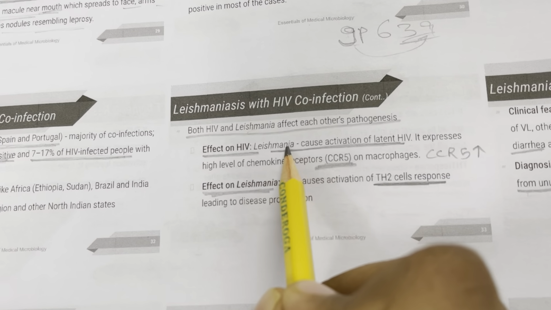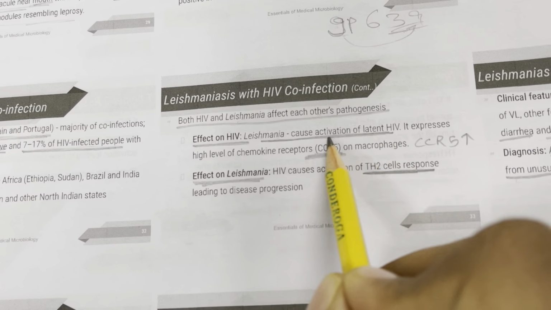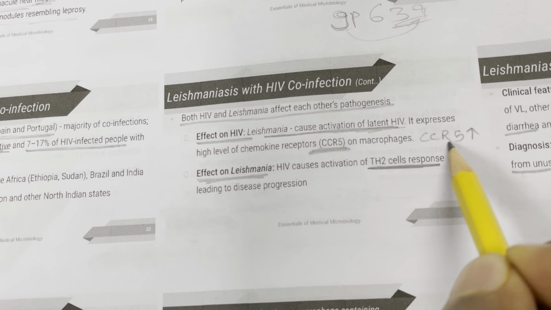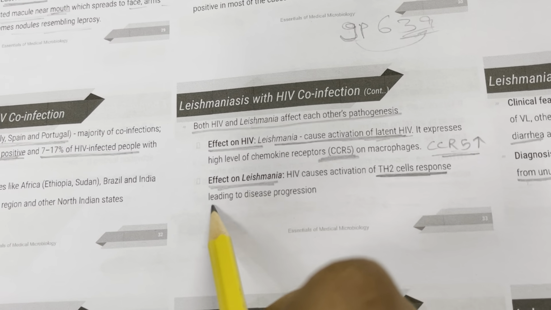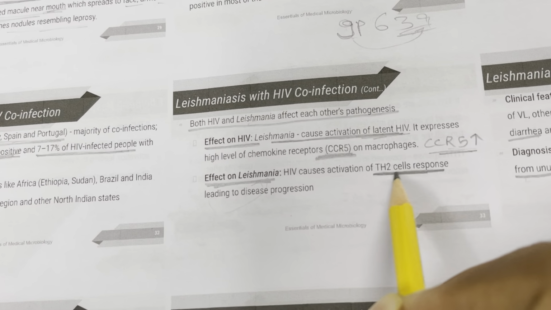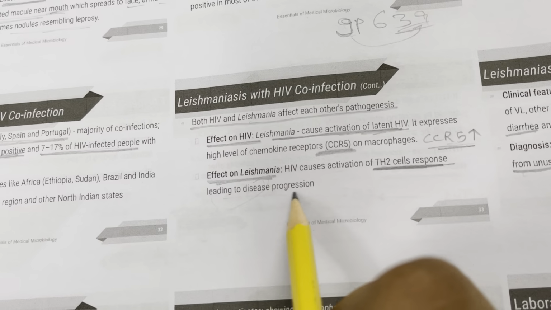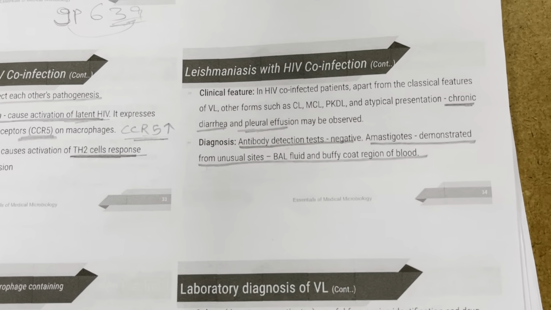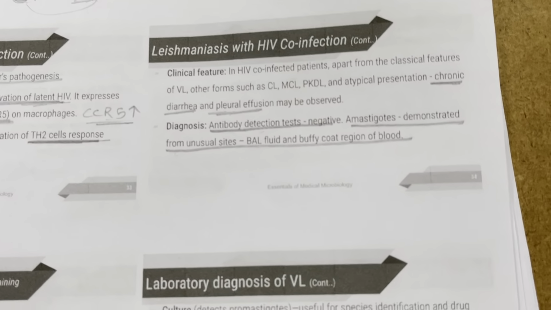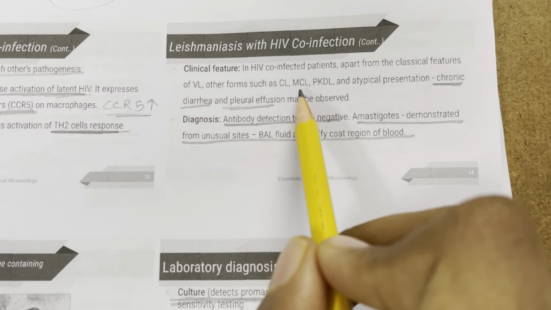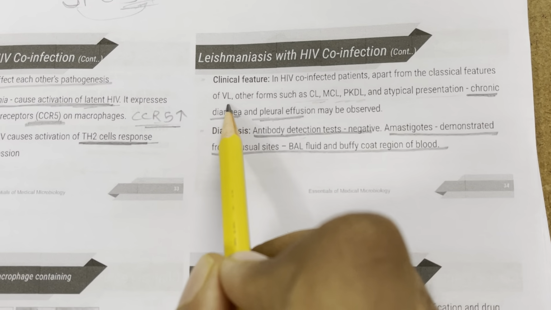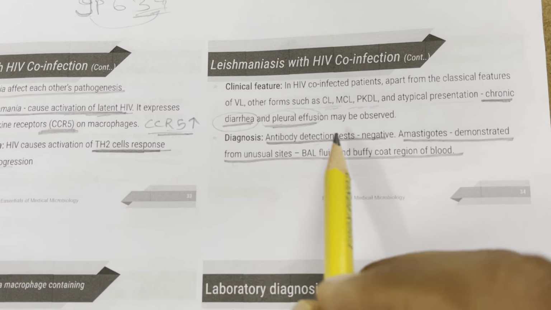So what does leishmania do to HIV? It causes activation of latent HIV, and it expresses high level of chemokine receptor CCR5 on macrophages. How does HIV affect leishmania? It causes activation of Th2 cells response, leading to disease progression. So leishmaniasis with HIV co-infection, what are the clinical features? So apart from the classic pentad, you have other forms such as CL, MCL, PKDL and atypical presentation with chronic diarrhea and pleural effusion, which you can observe.